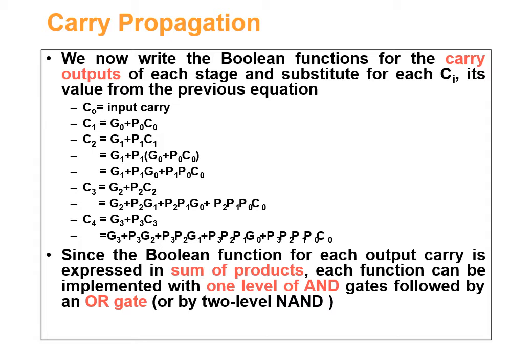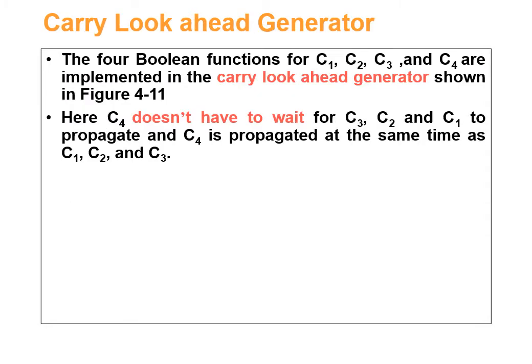Since the Boolean function for each output carry is expressed in sum of products form, each function can be implemented with one level of AND gate followed by an OR gate, or by a two-level NAND gates. The four Boolean functions for C1, C2, C3 and C4 are implemented in the carry look ahead generator shown in the picture on the next slide.